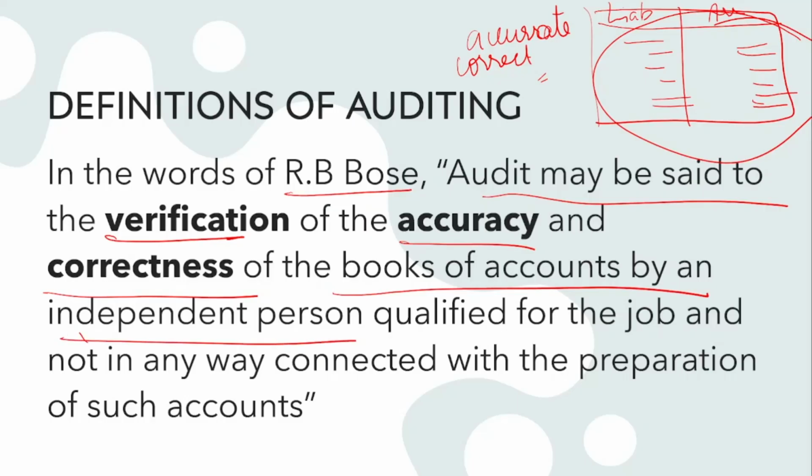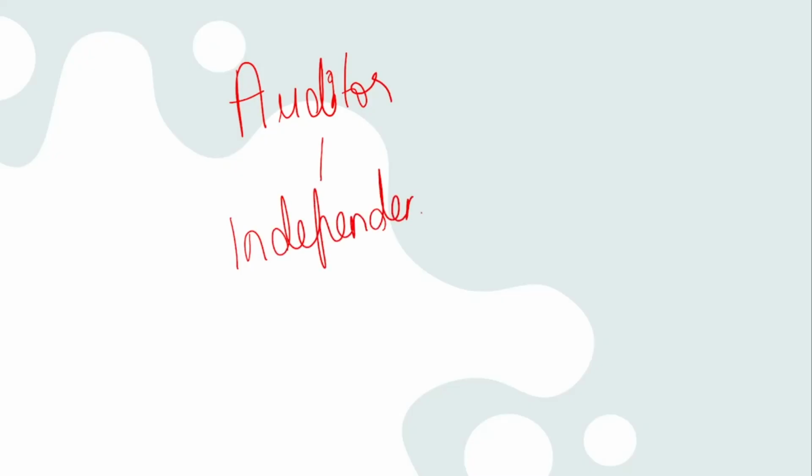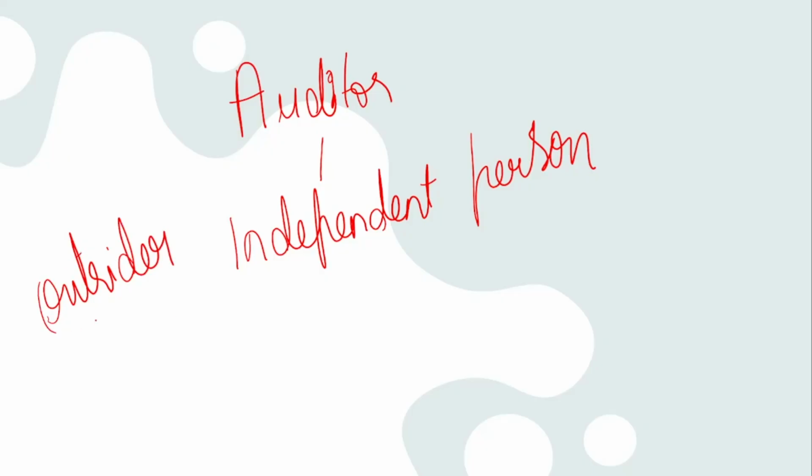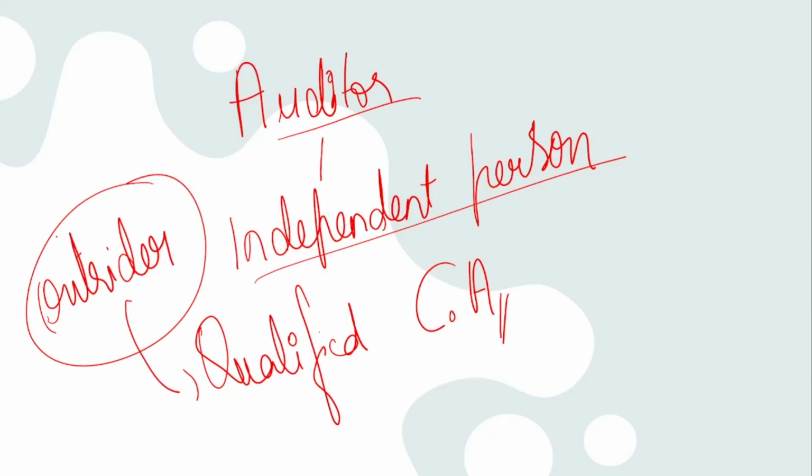So who is an auditor? An auditor is an independent person. So the auditor who does the audit of the company, he is an independent person. Independent person means he should not have any contact with the company. He should be an outsider. He is an outsider and he is a qualified chartered accountant. In short, we will call it CA. So an auditor is an independent person who is an outsider and has no relationship with the company, and he should be a qualified chartered accountant.